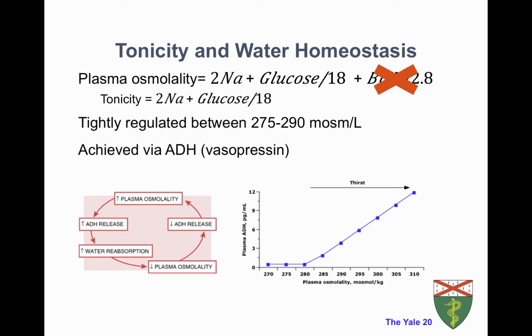When plasma tonicity rises, ADH is secreted and causes increased water reabsorption, which brings the plasma tonicity back down to normal. And when plasma tonicity falls, ADH secretion is shut off such that free water is excreted in the kidney and plasma tonicity rises back to normal. So the key take-home here is that plasma tonicity is not regulated by changes in sodium handling, but rather by changes in water handling, and the key regulator of water balance in the body is ADH.